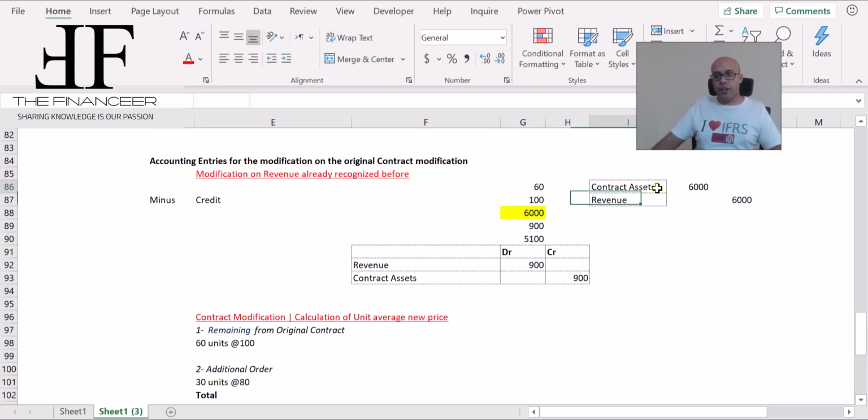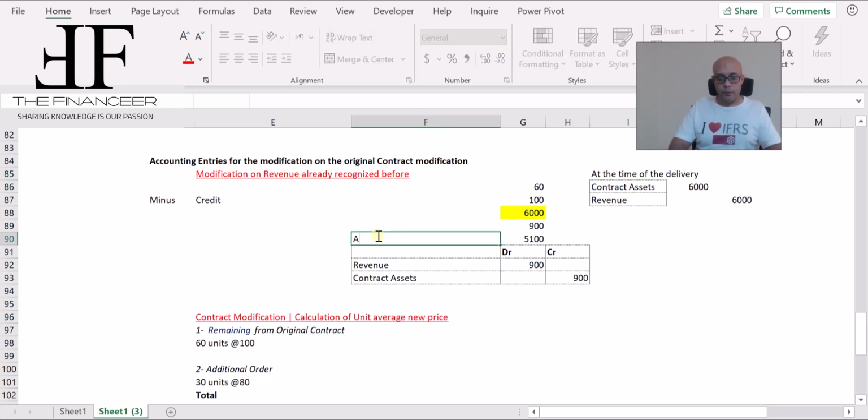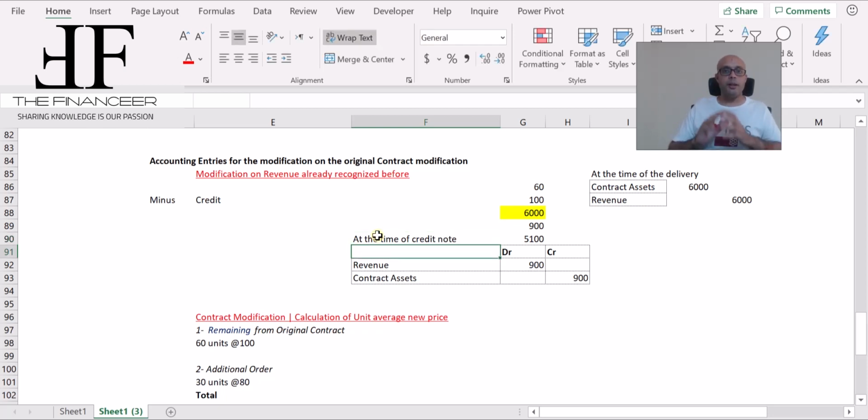The first entry here we did at the time of the delivery. And the second entry here at the time of credit note to the customer. So so far the revenue from the first batch is 5,100.